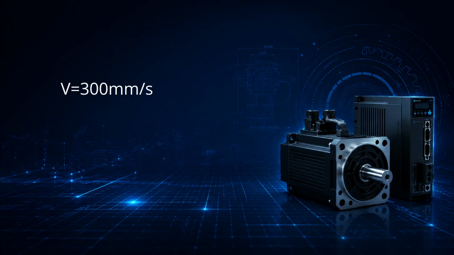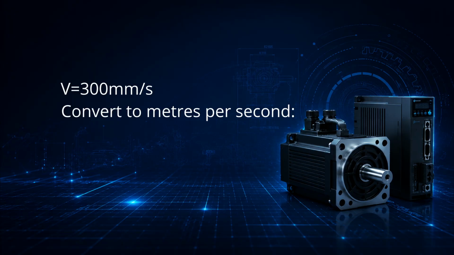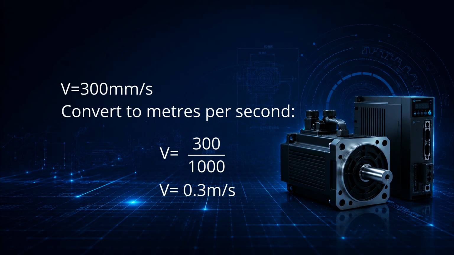Now the next step is to determine the required linear speed. We have the given data: linear speed v is equal to 300 mm per second. Convert this into meters per second: v is equal to 300 divided by 1000. So we get v is equal to 0.3 meter per second. We use meters per second in force calculation because the SI unit keeps the equation consistent.